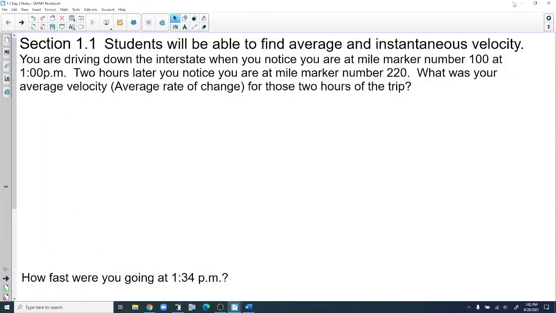Section 1.1, students will be able to find average and instantaneous velocity. You are driving down the interstate when you notice you're at mile marker 100 at 1 p.m. 2 hours later, you notice you're at mile marker number 220. What was your average velocity, your average rate of change for those 2 hours of the trip?